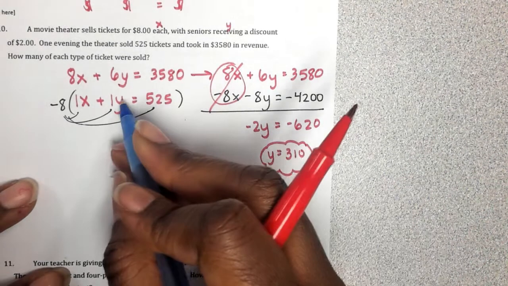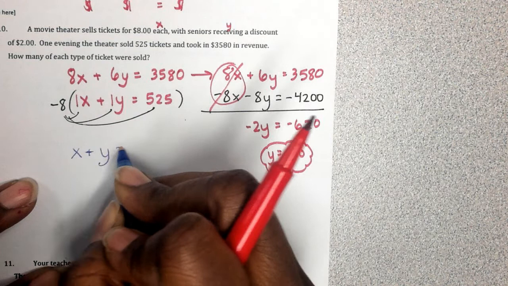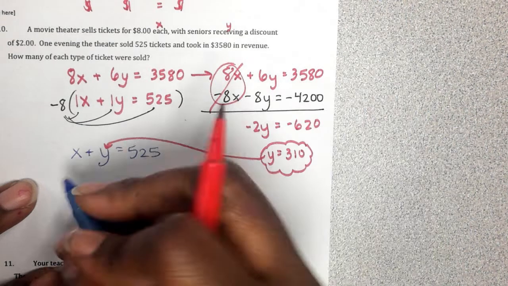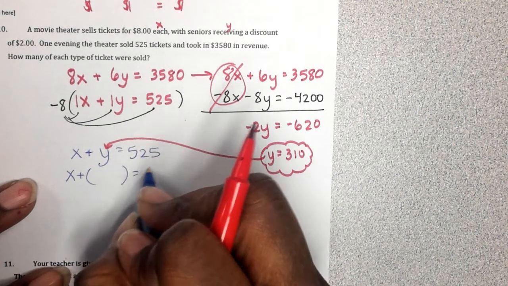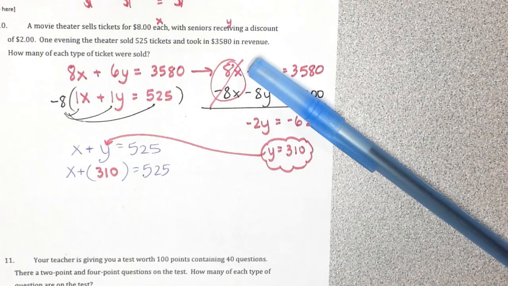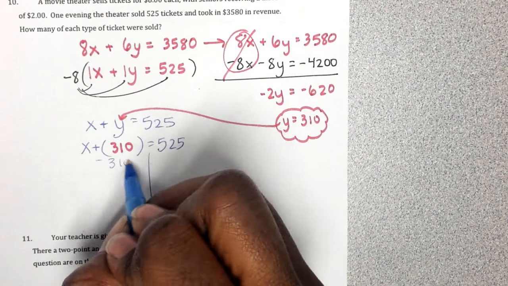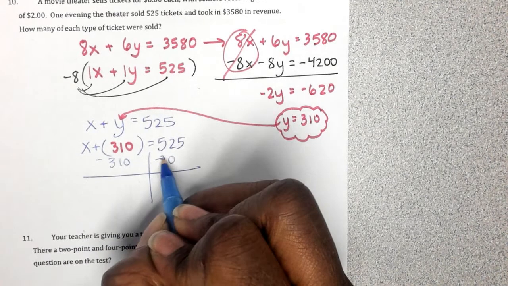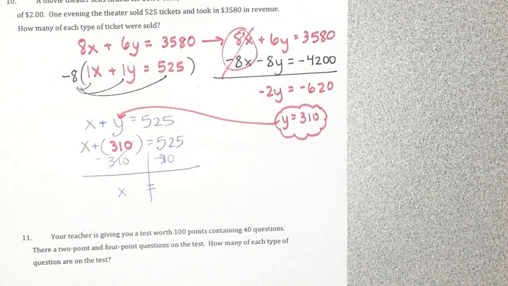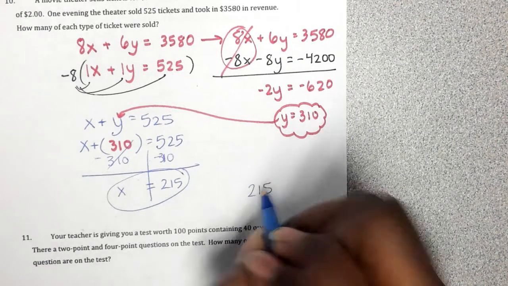Now if I use my 310, I'm going to plug it in there. I'm not going to use the one that we changed. I'm going to use the original one, which is x plus y equals 525. So x plus parentheses equals 525. The 310 goes in the parentheses. Then there's nothing to multiply, so I'm just going to subtract the 310. So x equals 215.